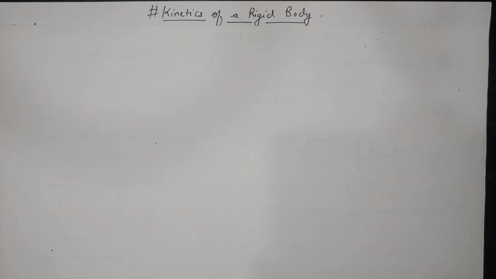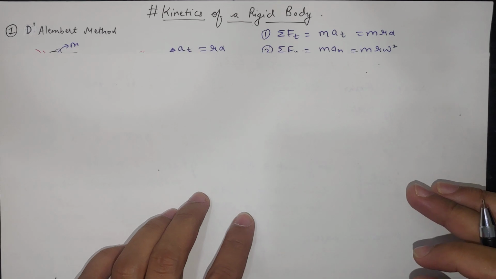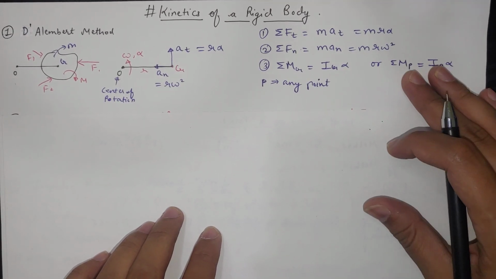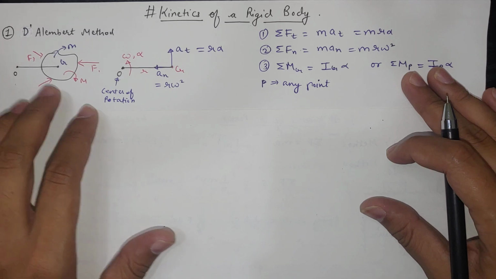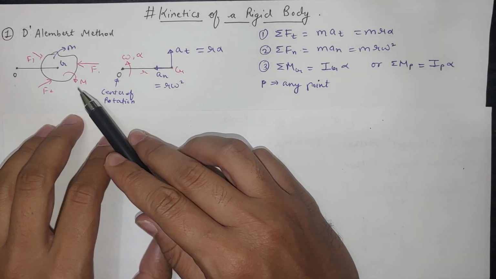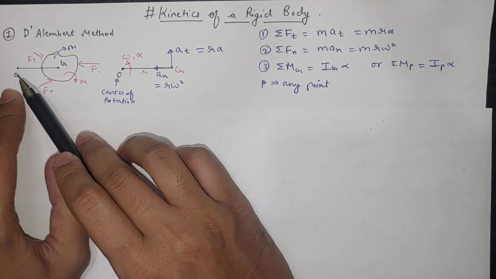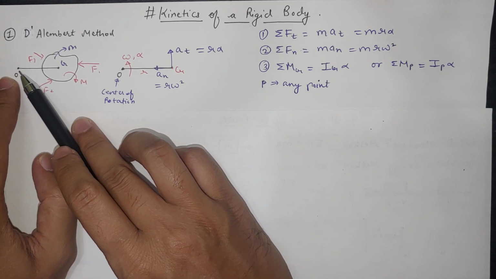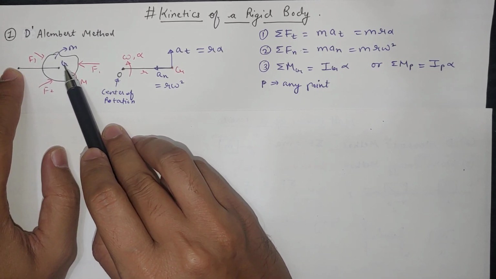In this video we will see kinetics of a rigid body. So here the first method is D'Alembert method. In this method it is the same as for the particle, but here in rigid body we have a rigid body which is having rotation with respect to point O and its center of gravity is G.